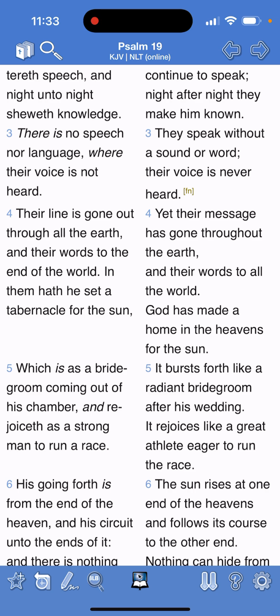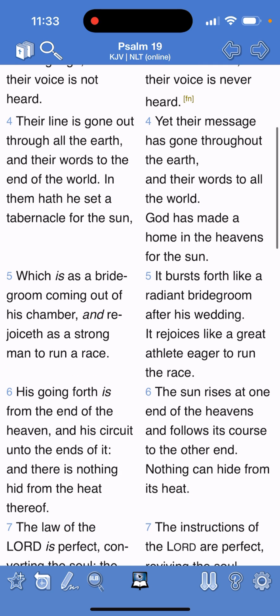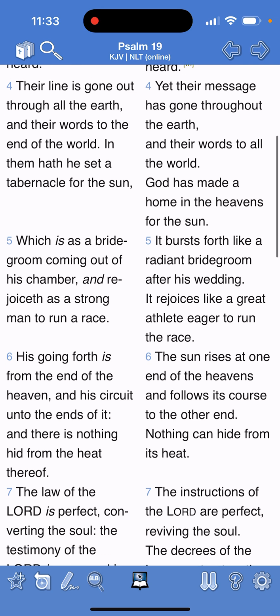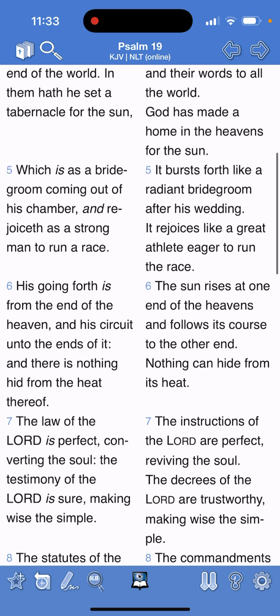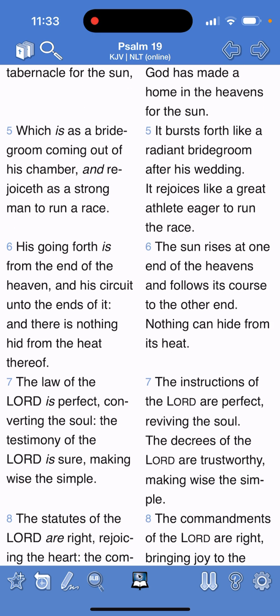And so there is no excuse. All right, we'll continue reading a little bit here on the Psalms. It says, verse 5, which is as a bridegroom cometh out of his chamber and rejoiceth as a strong man to run a race. His going forth is from the end of the heaven, and his circuit unto the ends of it. And there is nothing hid from the heat thereof.